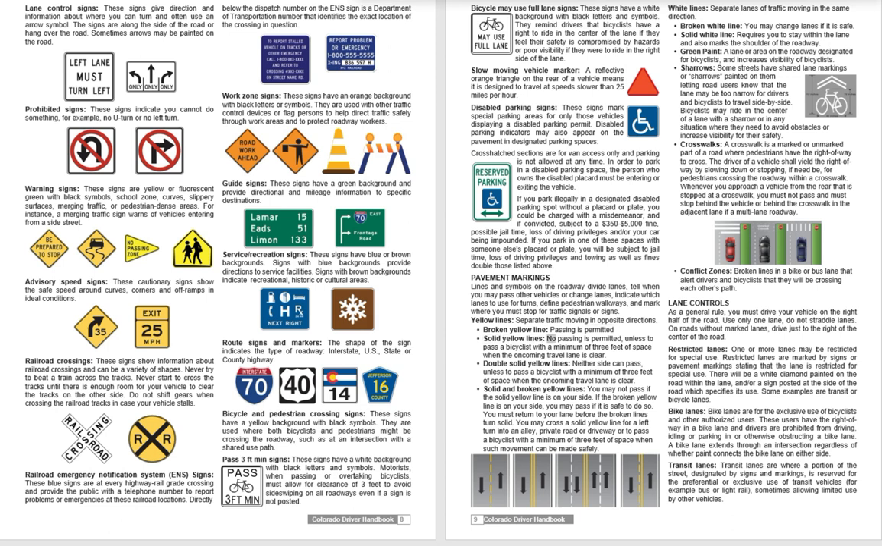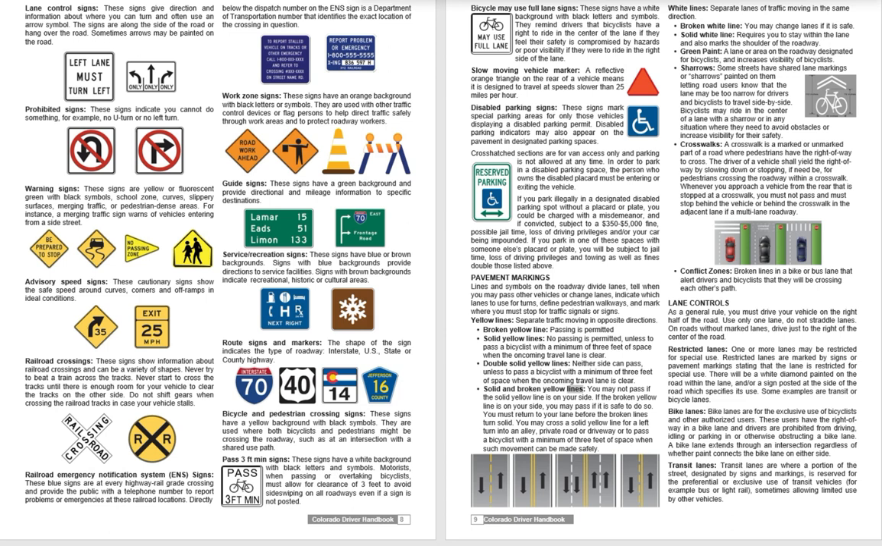Solid yellow lines, no passing is permitted, unless to pass a bicyclist with a minimum of 3 feet of space when the oncoming travel lane is clear. Double solid yellow lines, neither side can pass, unless to pass a bicyclist with a minimum of 3 feet of space when the oncoming travel lane is clear.